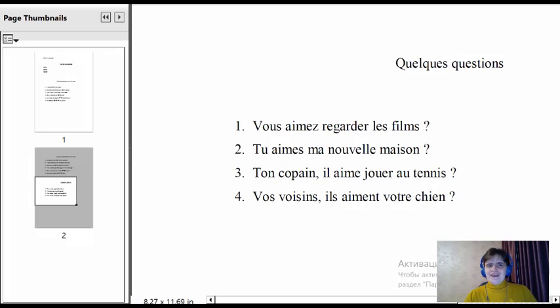So, the other example is vos voisins, ils aiment votre chien. Do your neighbors like your dog? Again, vos voisins is the first time we mention the subject. We then repeat the subject by using the appropriate pronoun. That will be ils, they. Well, that's it. So now I'm sure you can talk about what you like or you don't like.